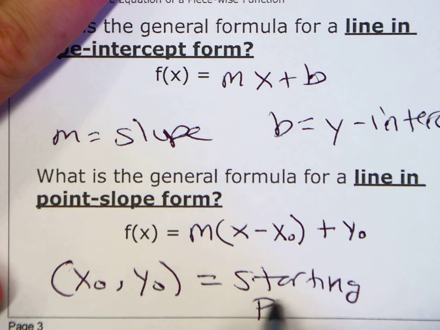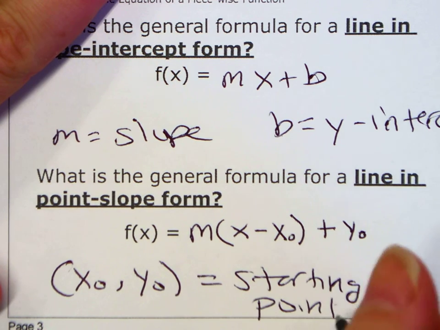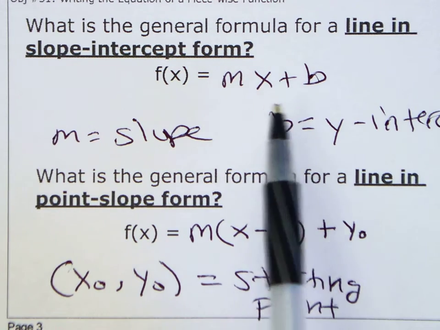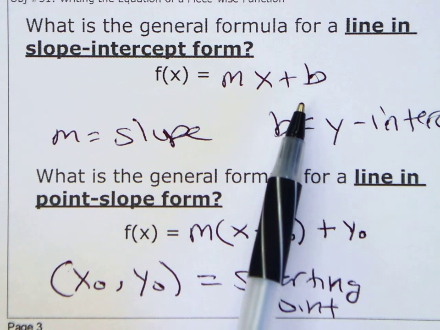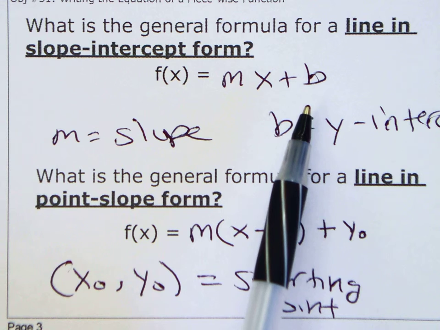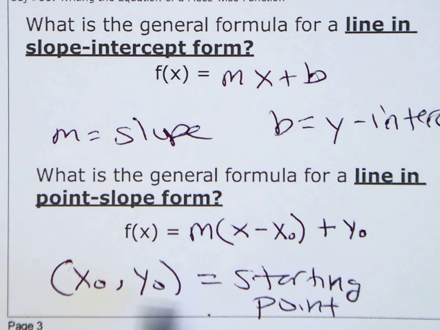Now this one is much more useful than y equals mx plus b because here the b is very specific. What if your graph doesn't include it? So this one is good because you can use any single point on the line. All right, so now we're going to actually write the equation of the line, of the formula.